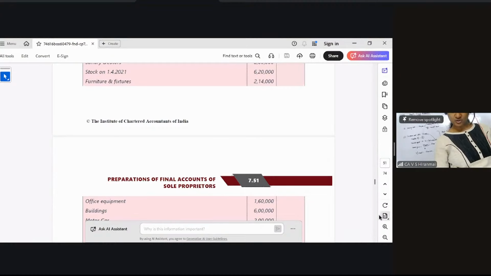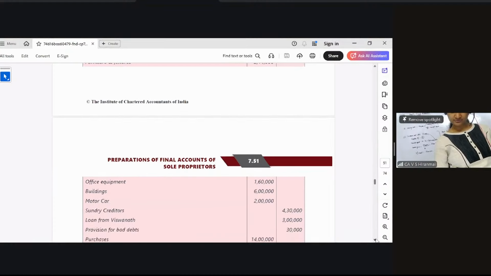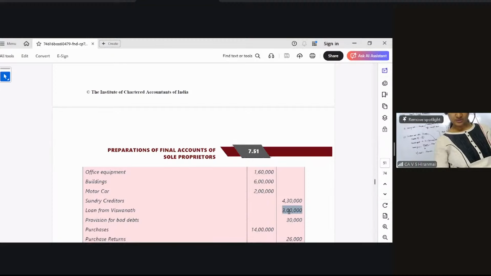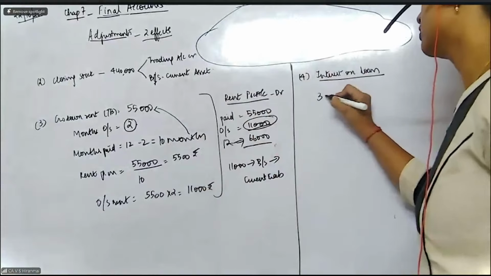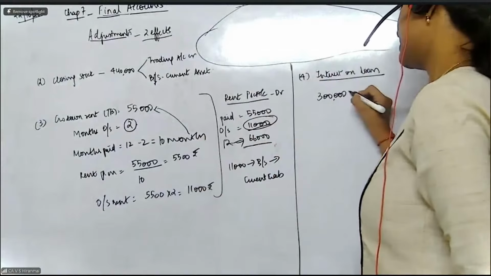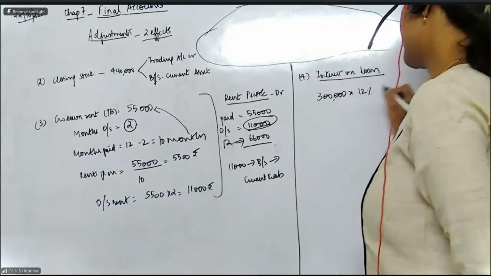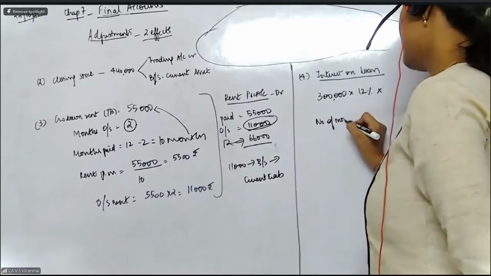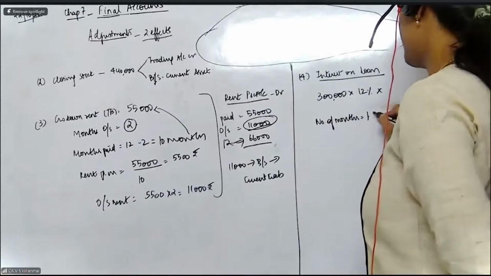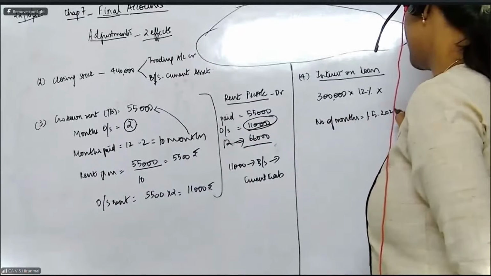Loan from Vishwanath is 3 lakh rupees. So, my dear students, let us now calculate what is the interest on loan. लिया है लोन 3 lakhs के लिए. Rate of interest is 12%. Let us calculate the number of months. When did I take the loan? I took the loan on 1st of May 2021.